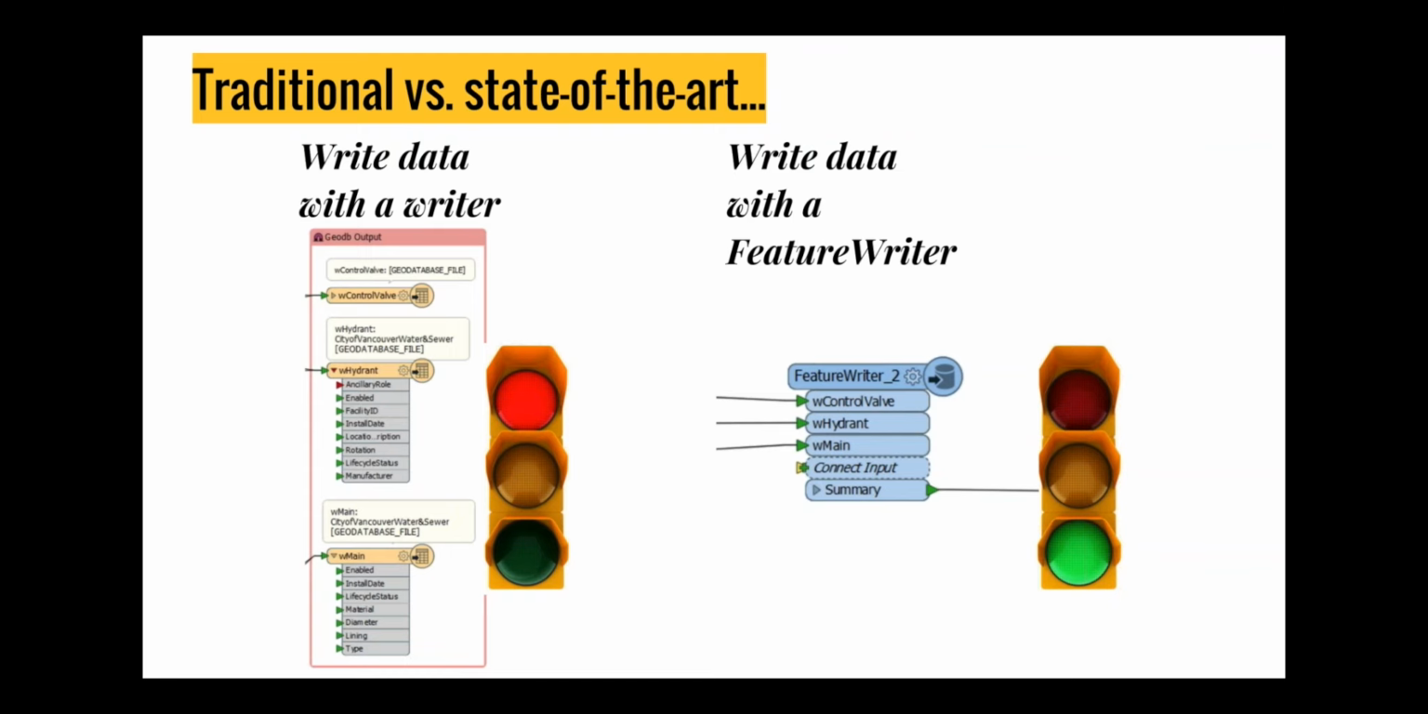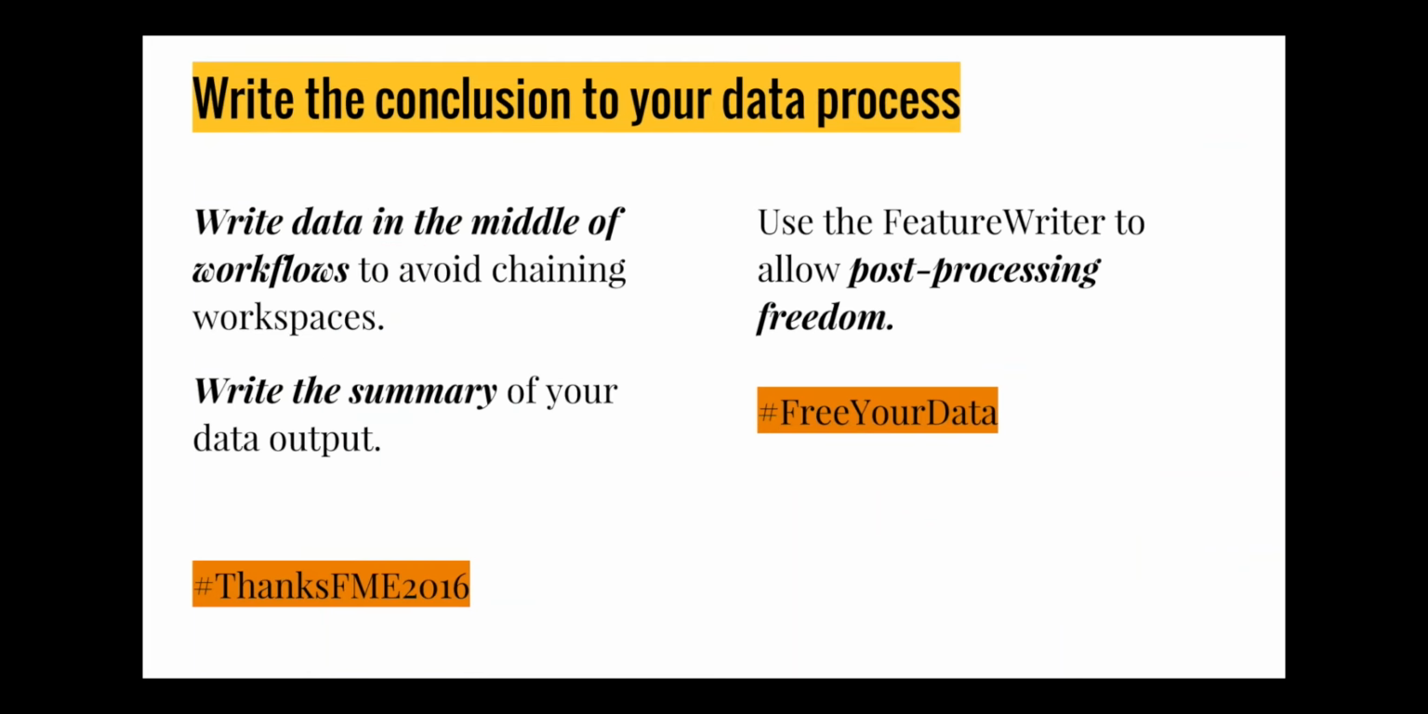All right, so what do we got here? The feature writer, like we were speaking about, basically allows us to write the data in the middle of the workflow, again creating endless possibilities of the ways we write our data. You're no longer tied to where the writer ends. The feature writer creates a summary of what happened while it was doing that writing, so you're going to see things in the coming slides on that.